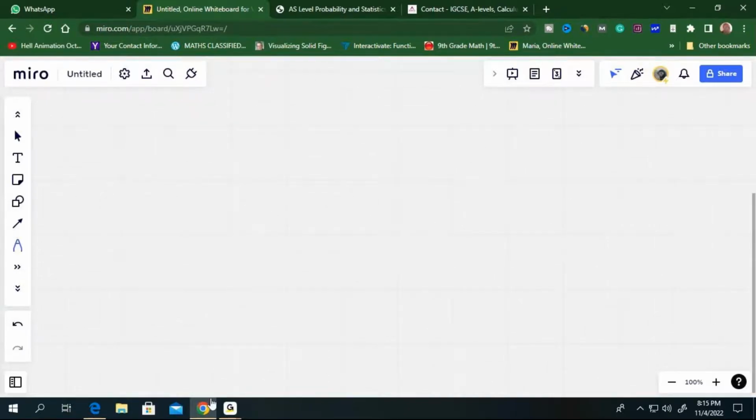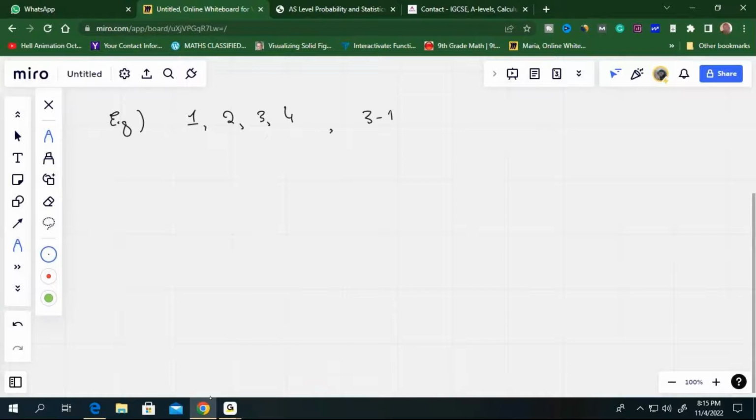Now if I pick up one more example and say that there are four digits, one, two, three, four, and from these four digits, you need to make three-digit numbers in such a way that none of the digits should be repeated. You have to make three-digit numbers such that none of the digits are going to be repeated. They are non-repetitive.